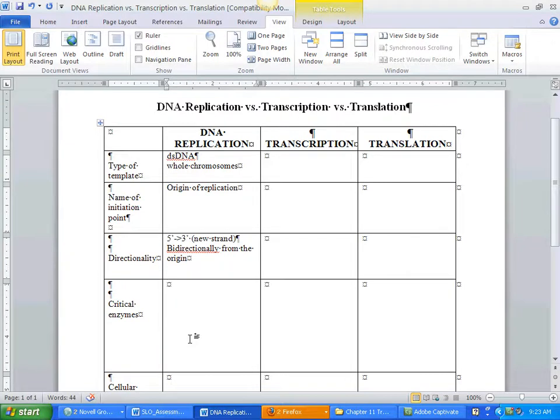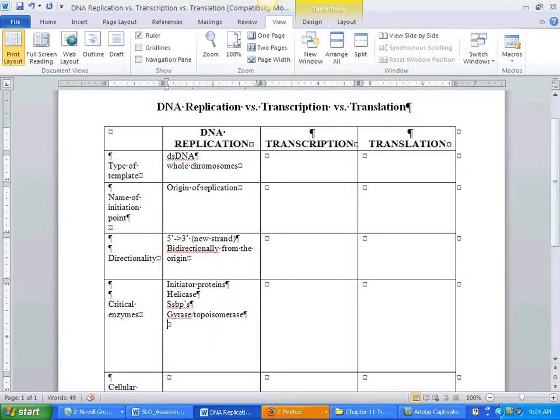Now, the critical enzymes, there's a lot of them. Remember that, and I would include proteins in this as well. There's the initiator proteins. Then there is helicase, and then there's the SSBPs, single-stranded binding proteins. There's the gyrase, sometimes called topoisomerase. That's the enzyme that reduces the overwinding or torque ahead of the replication fork.